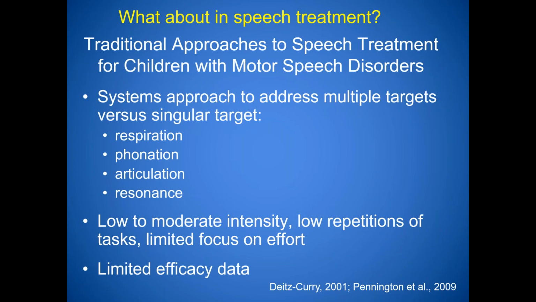And so the other thing that we typically do is somewhat low to moderate in intensity, meaning we see children maybe once a week if we're lucky, low repetitions of a task, and limited focus on effort. And so when you look at the literature based on our traditional approaches to treatment, we see limited efficacy in the outcomes. Next slide.